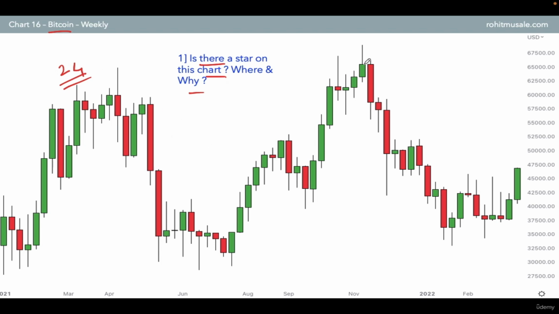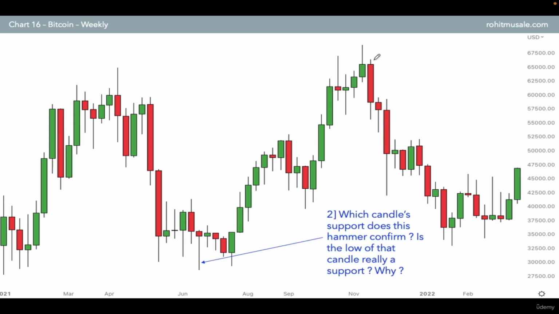So the close of the prior candle will be the open of the next candle. Same applies to Forex market. Question 2. Which candle's support does this hammer confirm? So it's confirming the support created by this candle.